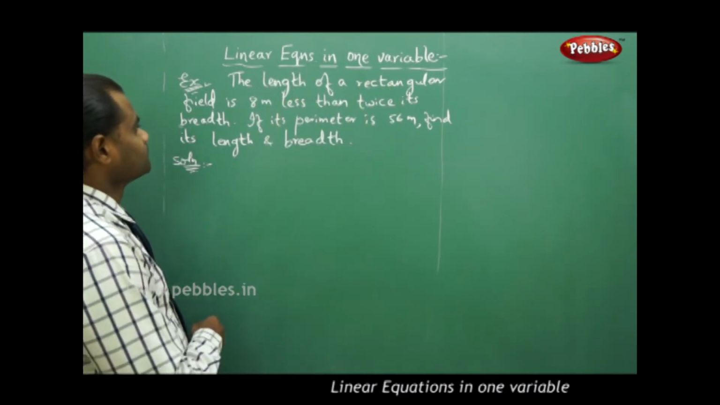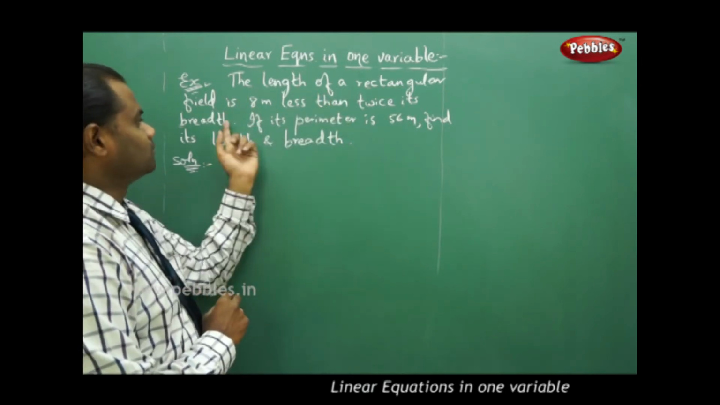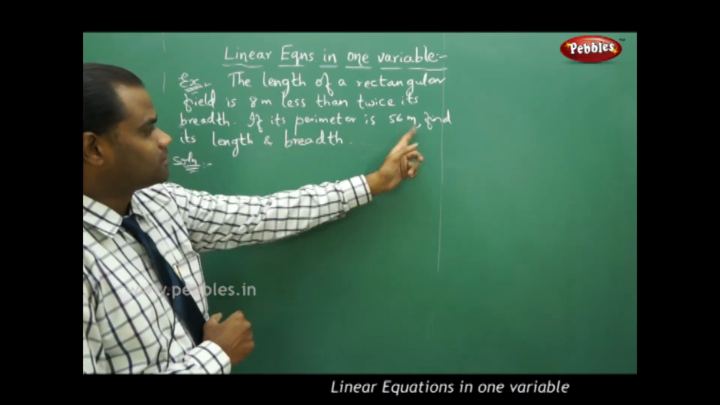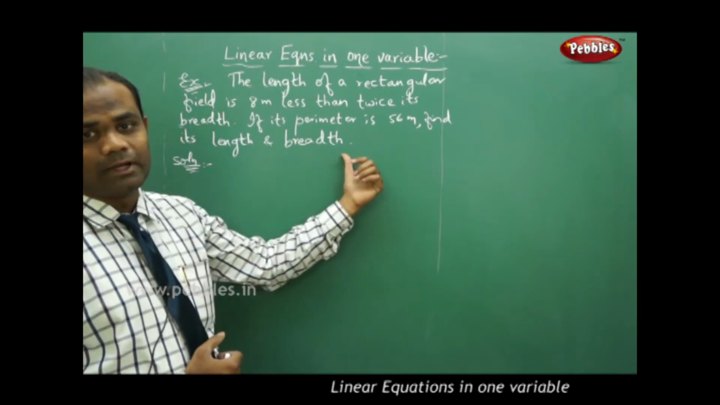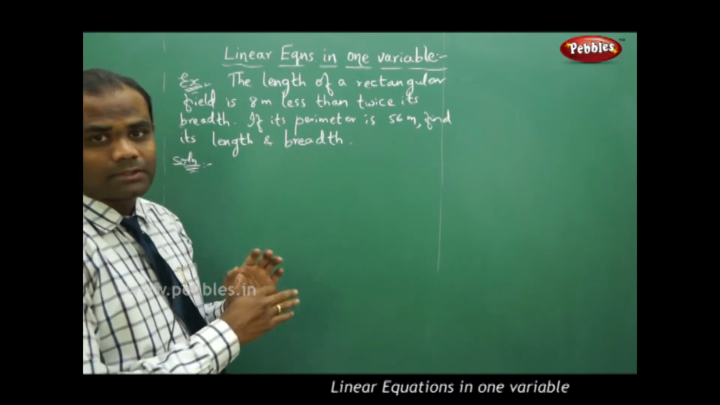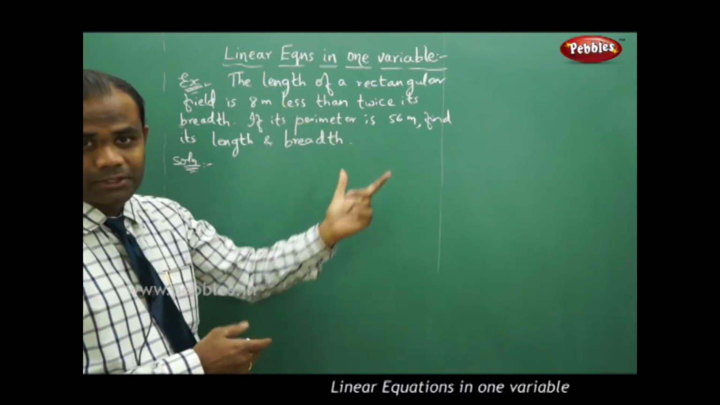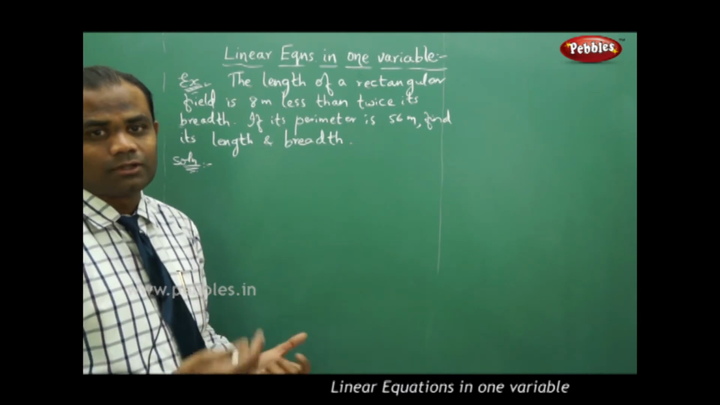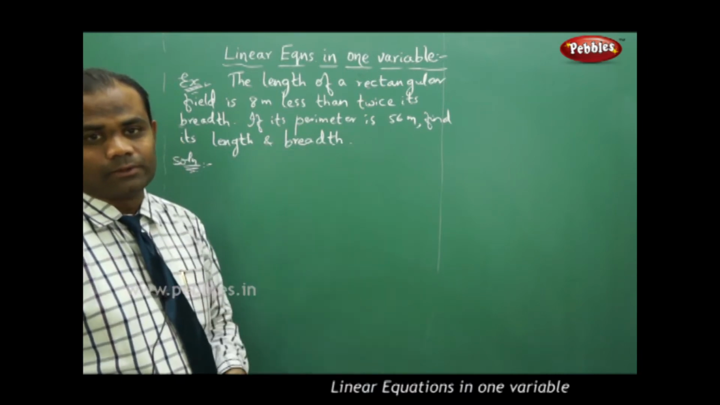Now, when I just have this problem, the length of a rectangular field is 8 meters less than twice its breadth. If its perimeter is 56 meters, then I want to find the length and the breadth of the given rectangular field. So in this case, I picturize by drawing a rectangle and then the dimensions, then convert all the given information into mathematical equations. Then I solve the linear equations, the solution of which will give me the dimensions of the rectangular field.